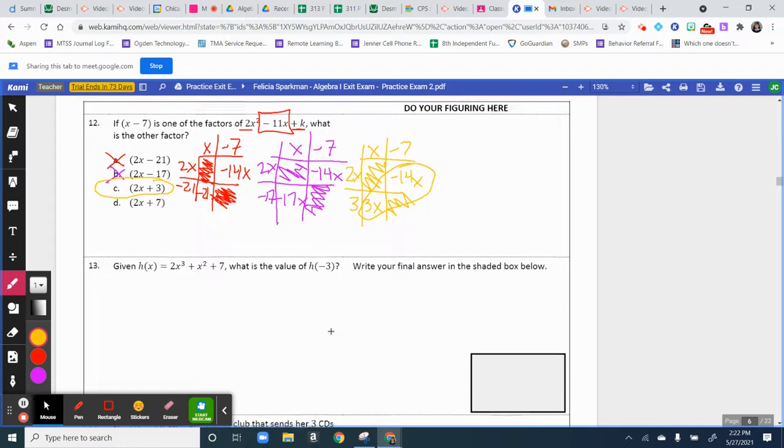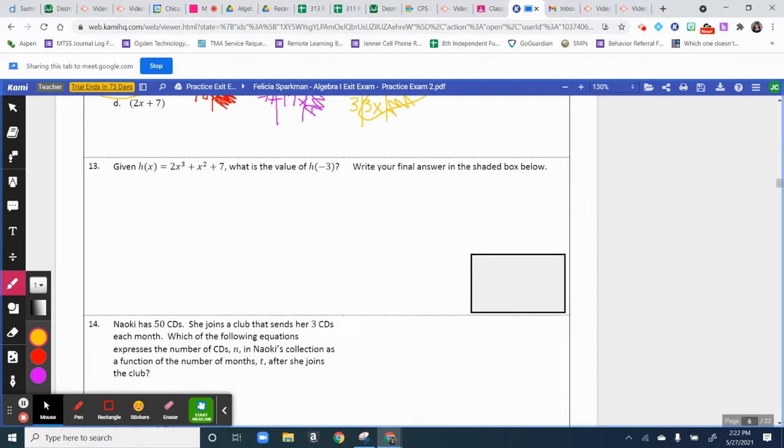All right, 13. Given h of x equals 2x cubed plus x squared plus 7, what is the value of h of negative 3? This is just evaluating. It's just substituting and simplifying. So anywhere you see an x, you substitute and put a negative 3. You can use a calculator or you can just write it out.